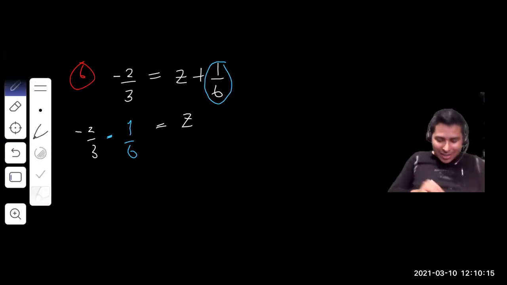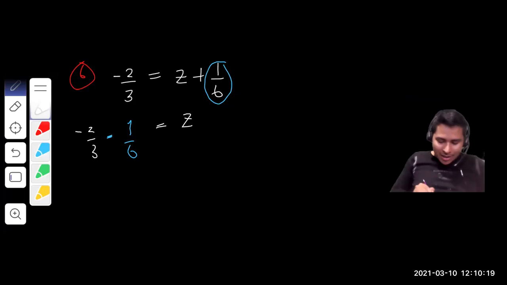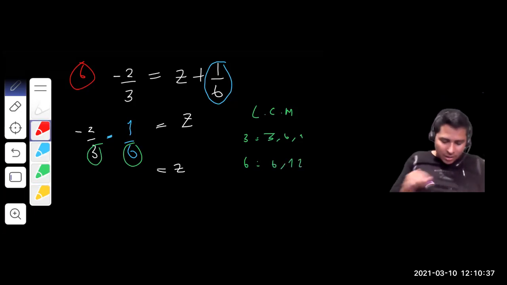Oh, mister, but these are different denominators. Yes, I know. I did it on purpose. We have to find the least common denominator. Excellent. We need to find out the least common denominator of these ones. Least common multiples of 3 and 6. 3 is 3, 6, 9, and this one is 6, 12. Do we have a least common denominator? Yes, 6.